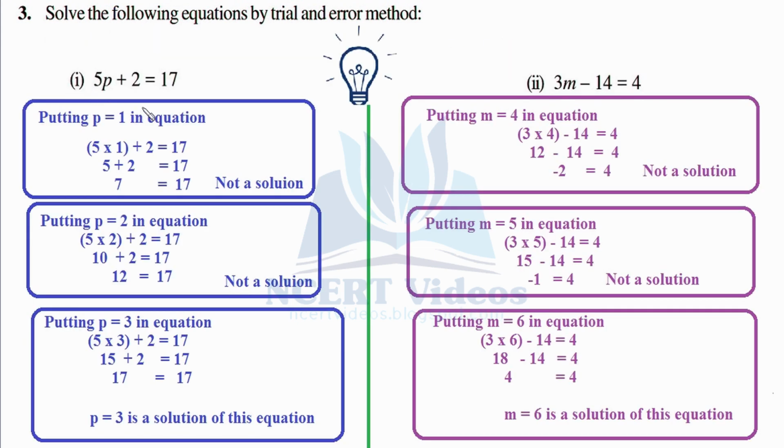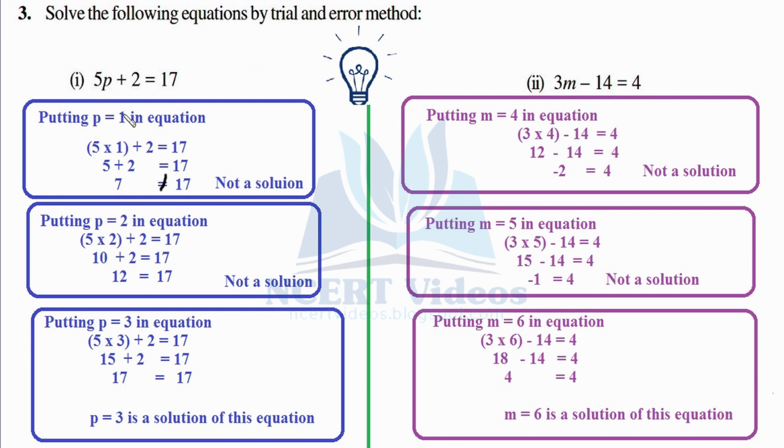First is 5p plus 2 equal to 17. Since it is a trial and error method, first we will try to put the value as 1. We assume that if we multiply with 1, we will get somehow nearer to 17. So let's try. This is all about trial and error: first you try, you get an error, you try a second, and somehow you get the right solution. So 5 into 1 plus 2 equal to 17. 5 plus 2 is 7, which is not equal to 17, therefore it is not a solution. You can cross it.